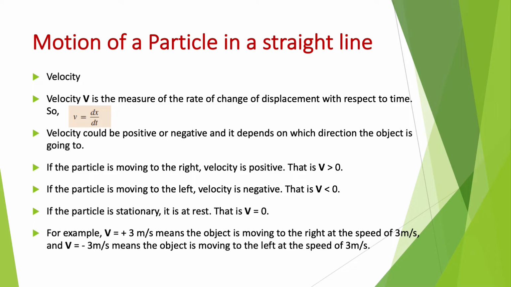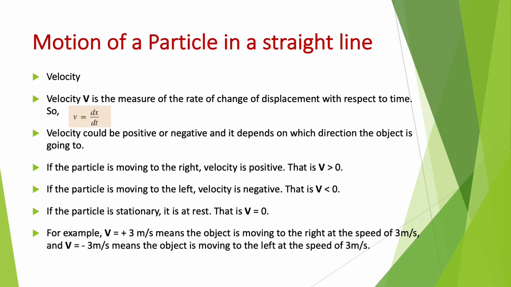Motion of a particle in a straight line. Velocity. Velocity v is the measure of the rate of change of displacement with respect to time. So, v equals dx over dt. Velocity could be positive or negative, and it depends on which direction the object is going.